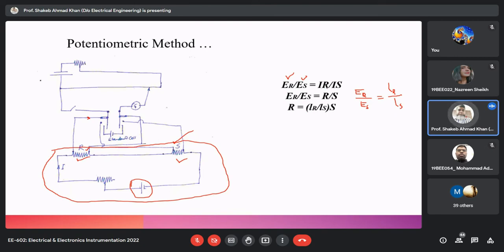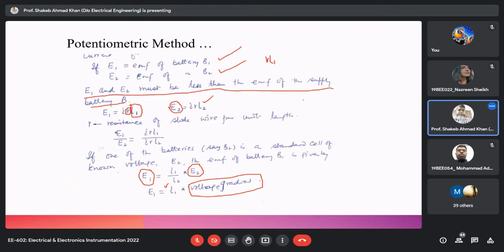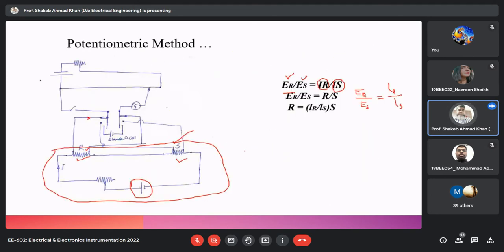So that's why the voltage drop across the unknown resistance will be I into R, and across the standard resistance will be I into S. So ER upon ES is equal to R upon S. So you know ER upon ES is equal to LR upon LS, means LR into LS. So here you can see, by measuring the length of the wire at which you are getting null deflection.